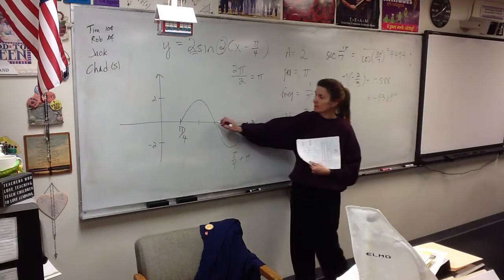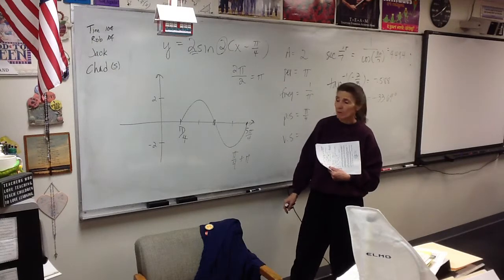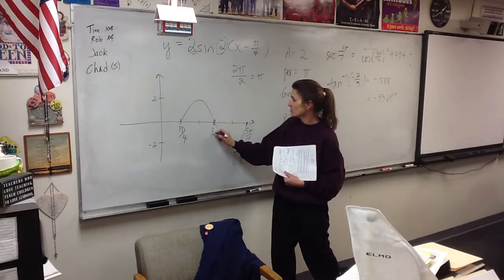Right here in the middle would be the midpoint of 1 and 5. That is the average of 1 and 5. 1 and 5 makes 6, and half of that is 3.